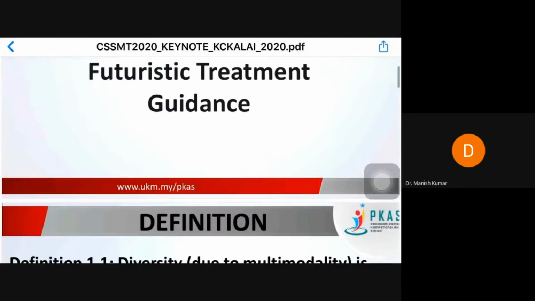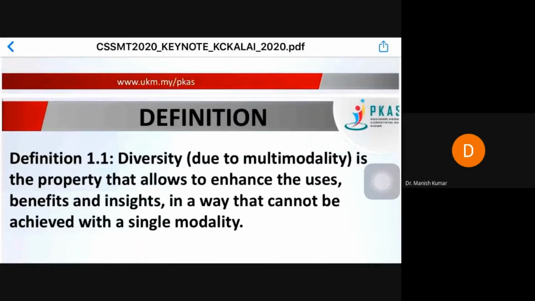Right. We start with a little bit of definition on diversity. When we look at multimodality, what we are really looking at is that diversity is the most important thing. It's the property that allows us to enhance the user's benefits and insights in a way that cannot be achieved with a single modality. So again about modality, what is the real understanding when we say a modality in today's environment? We are looking at a number of things.